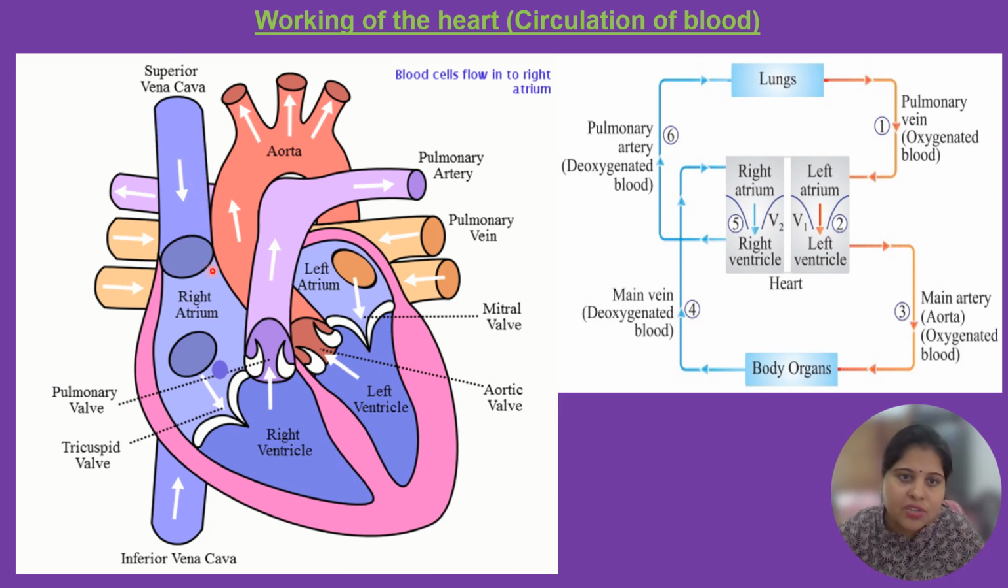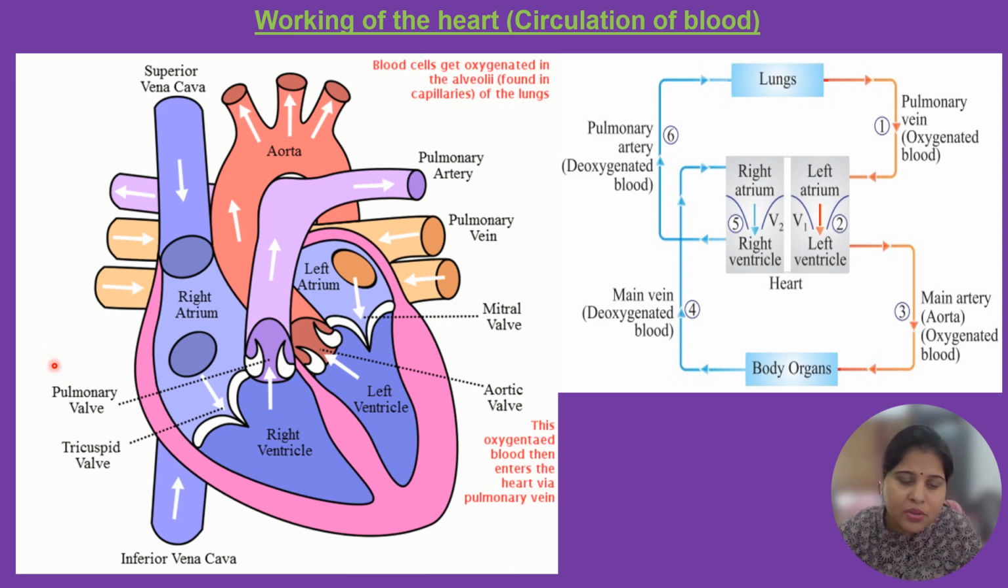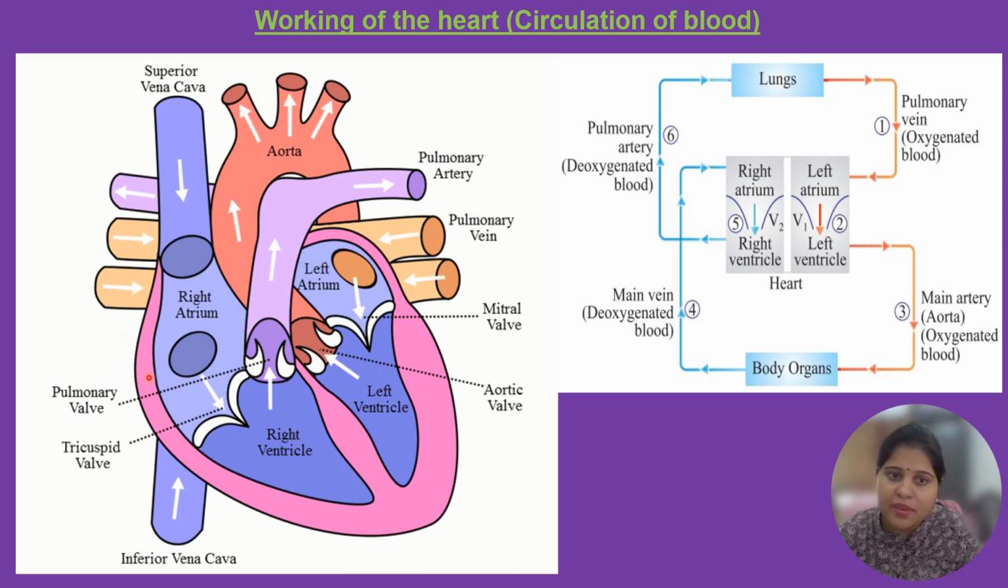This blue structure shows that this blood is deoxygenated. Deoxygenated means which is deficient in oxygen. So you can see that deoxygenated blood through the inferior vena cava and superior vena cava is received by the right atrium. Okay, so the right atrium is responsible for receiving the deoxygenated blood, and the left atrium receives the oxygenated blood with the help of the pulmonary vein.